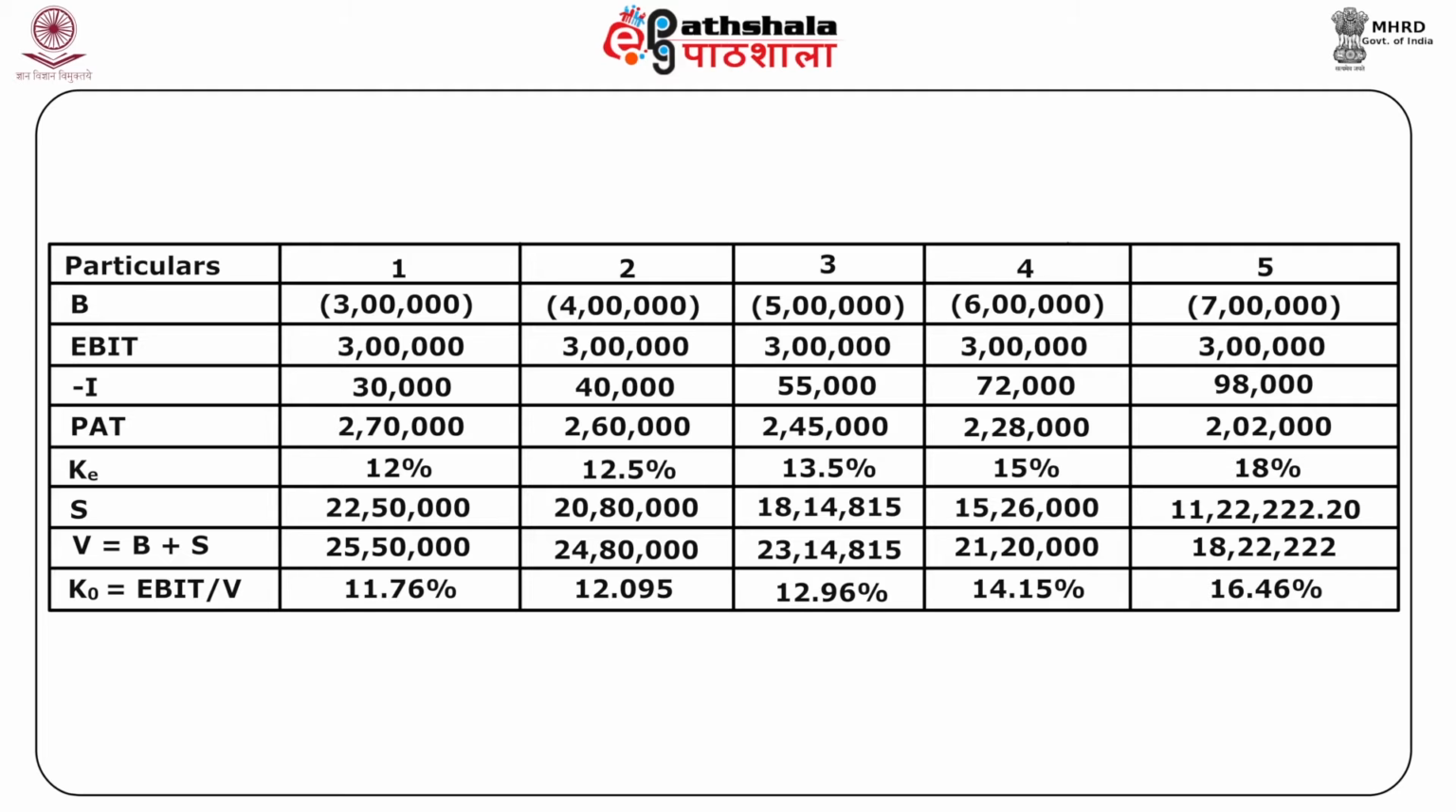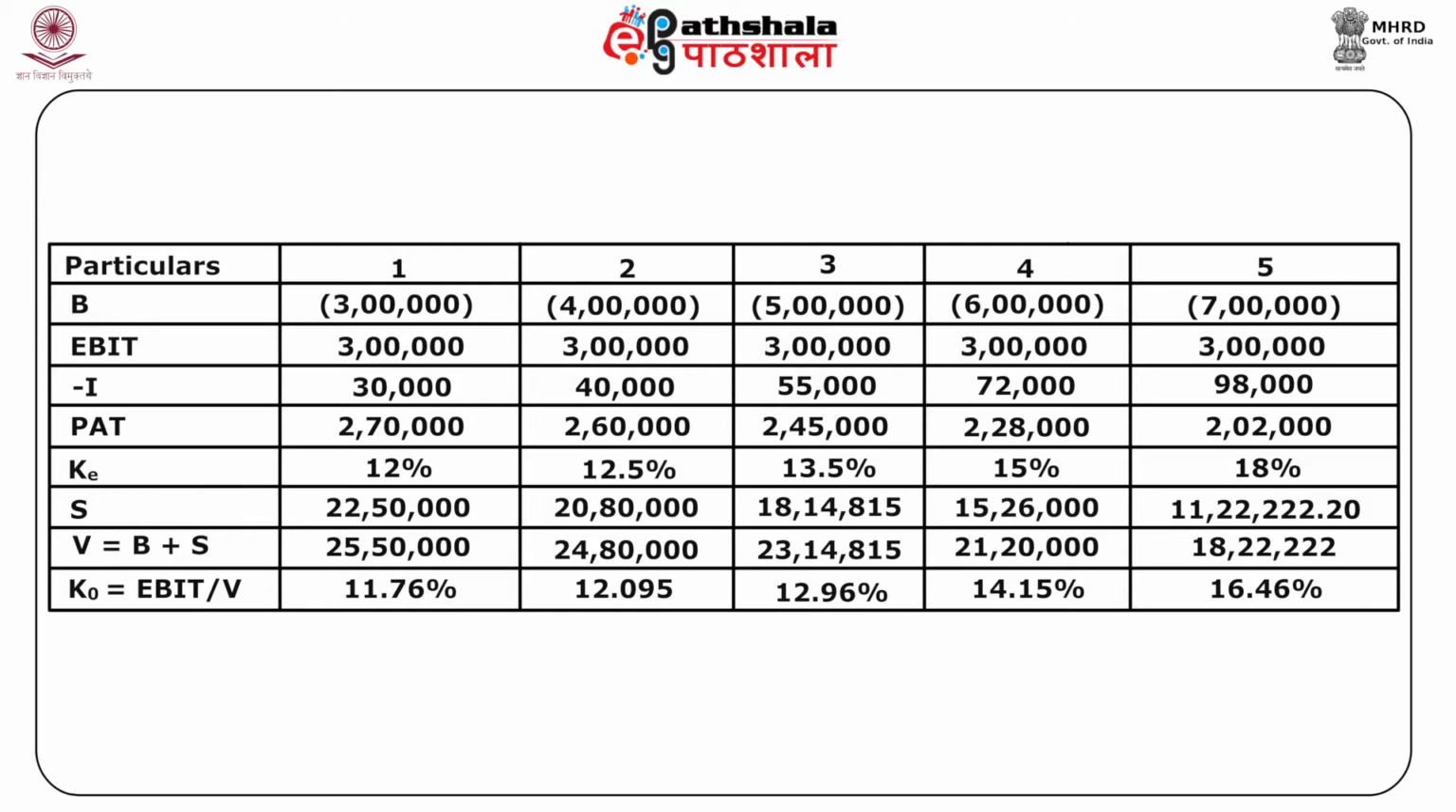Now look at the capital structure table. Row 1 is talking about the different capital structures. Row 2 is talking about the degree of debt which is taken. Row 3 is EBIT, which is constant for all the situations. Interest varies along with the debt, and corresponding to the rate of interest available, it is 30,000, 40,000, 55,000, 72,000 and 98,000. PAT correspondingly comes down from 2,70,000 to 260, 245, 228 and 202.